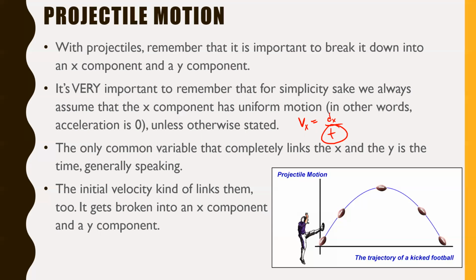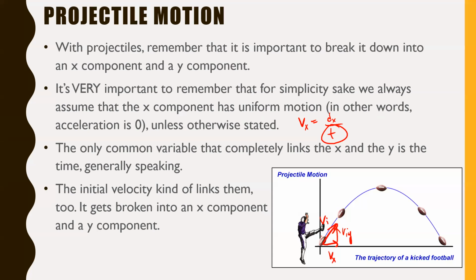Now, the initial velocity kind of links them. So this Vx is also like your Vix, your initial velocity in the X direction. The initial velocity kind of links them. It gets broken into an X component, which I always just call Vix, and a Y component, which I call Viy. So whatever initial speed, we'll just call that the true V, whatever initial speed, how about I call it the true VI actually, just to be more careful.